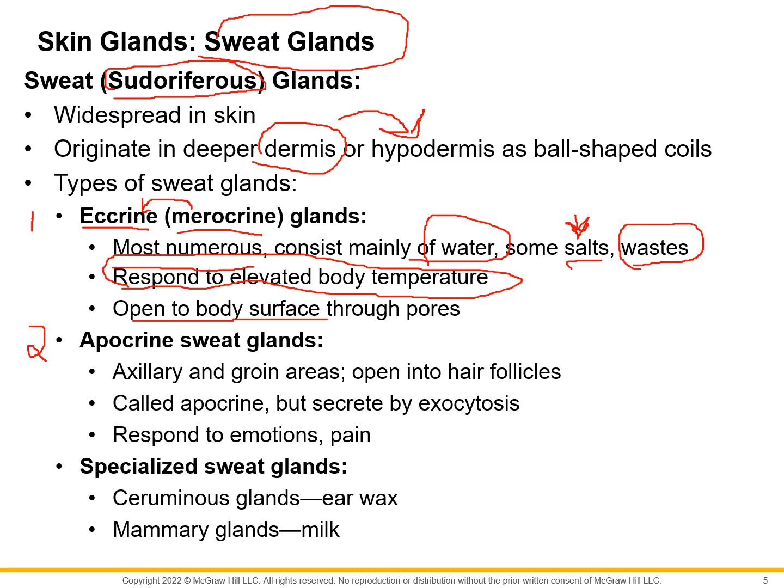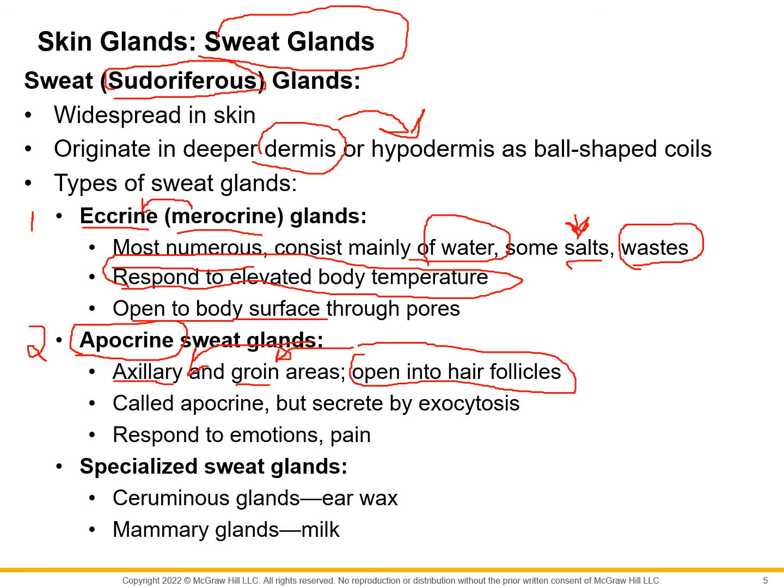The next type are called apocrine, and again, they're called apocrine because they are an apocrine type sweat gland. They are going to lose a part of the cell in the process of secretion. Now, these are going to be located in only really two areas, axillary and groin areas. They are basically associated with hair follicles. And these hair follicles are going to be in the groin and axillary area. And if you think about it, that makes sense.